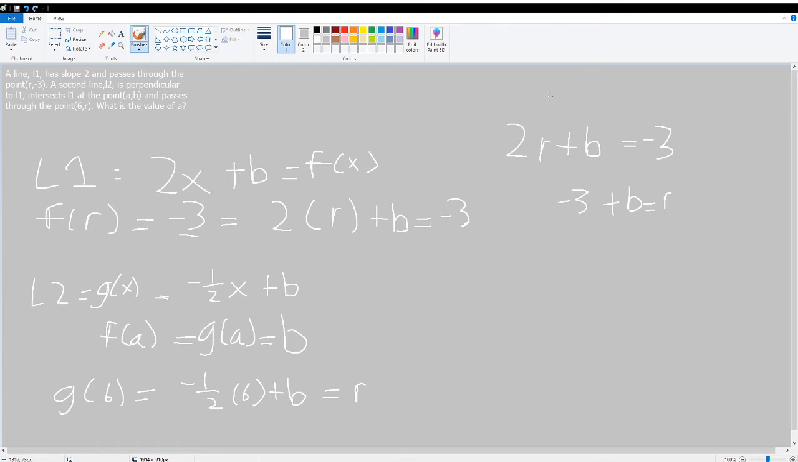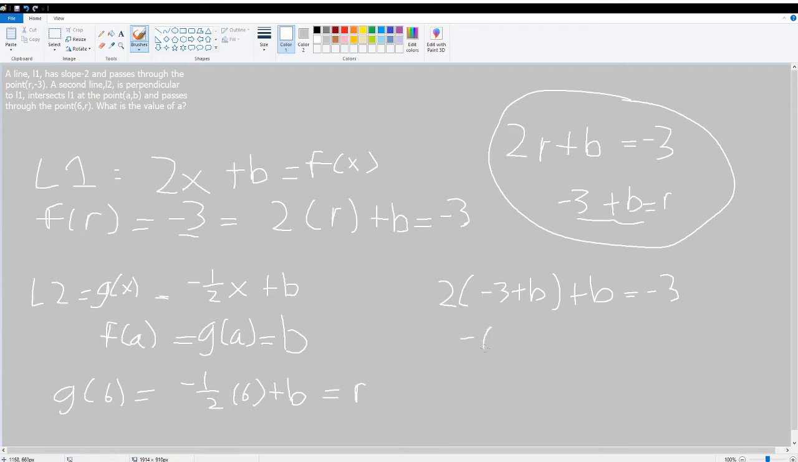So now we have two equations, and we have two variables. So we can essentially solve for one of the variables using substitution. On the bottom here, we have -3 plus b is equal to r. So that means wherever we see r in the first equation, we can shove in this piece of information. So we have 2 times r, which is just -3 plus b, and this is all equal to -3. So let's solve for b.